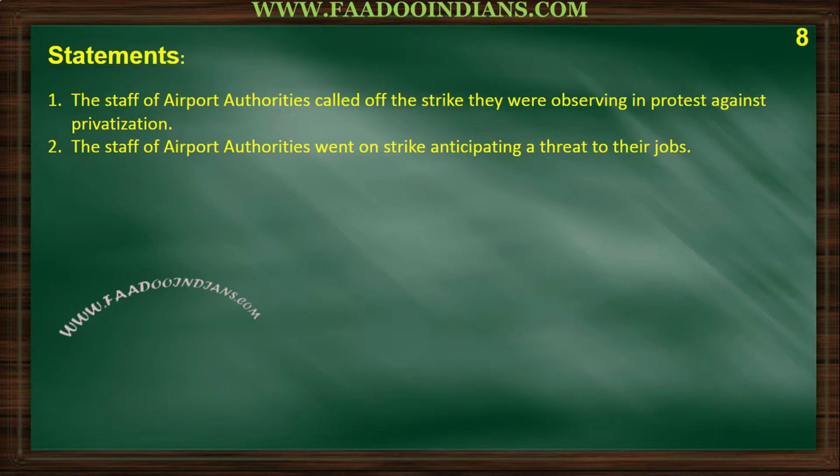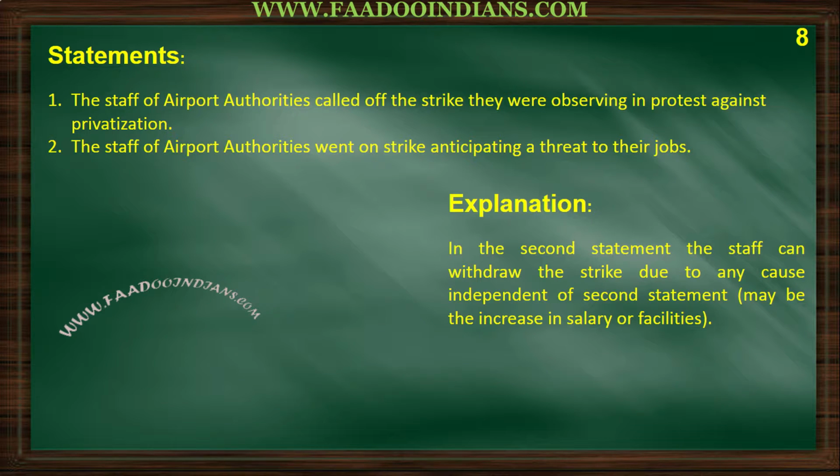Eighth: the staff of airport authorities called off the strike. They were observing it in protest against privatization. The staff of airport authorities went on strike anticipating a threat to their jobs. Here, in the second statement, the staff can withdraw the strike due to any cause independent of the second statement.